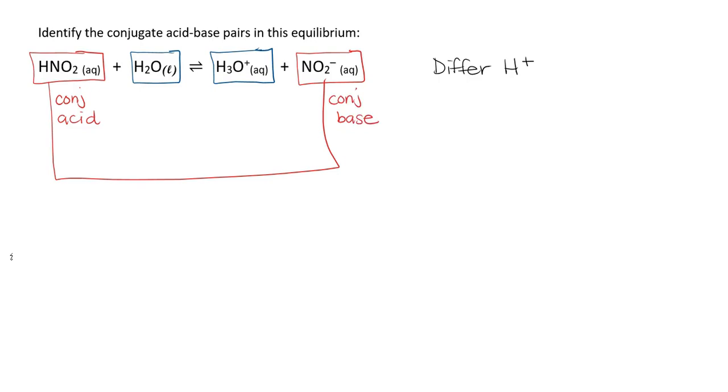In the other pair, I have water and hydronium ion. Hydronium ion is the conjugate acid because it has the extra H and plus compared to water, which will be the conjugate base.